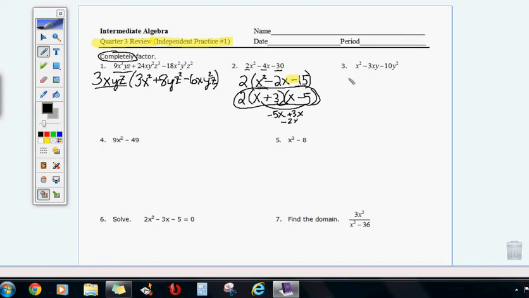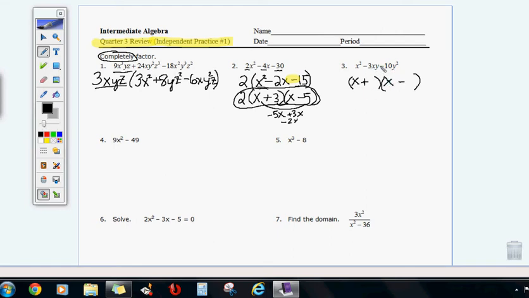Moving on to number 3. There is no GCF. I can see that right away. So there is no GCF, but I am going to start factoring this by again looking right here at that sign, which means there's going to be a plus and a minus. Easiest thing to probably do is see that there's an x squared, so that would be an x and an x.